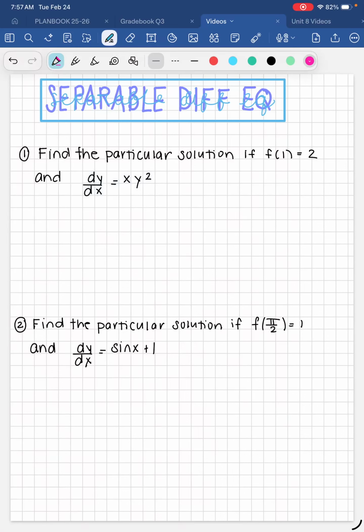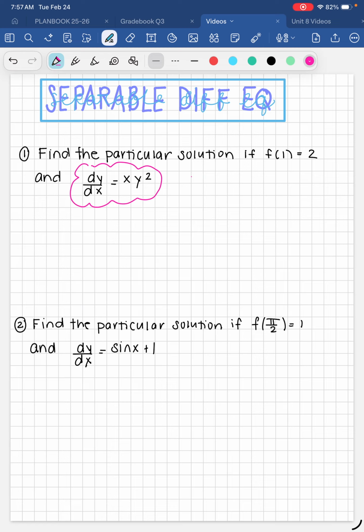Today we're going to talk about separable differential equations, which is one of the topics in AP Calculus. So first thing we're going to do is separate this differential equation, using only multiplication and division. If you can do it in your head, great. If not, watch what I'm going to do.